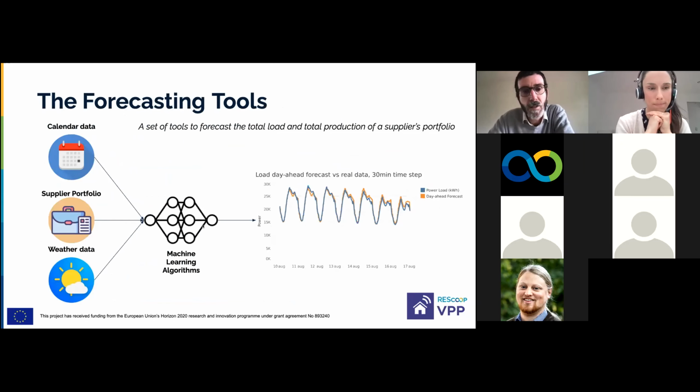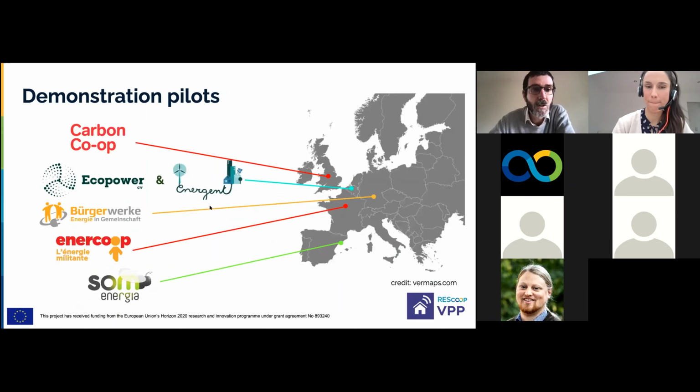And I want to focus the last topic more in detail on specific developments that are also handy, not only for this smart community, but also for the retailers or the supply side of things. And this is where our French partner Enercoop is really working hard on forecasting tools, production forecasting, but also demand forecasting for a whole portfolio. And this is where data from the calendar, from the supplier portfolio, and weather data is crunched in some algorithms to make sure that ahead we have already a good forecast on the total loads and the total production of our communities. So this is really, in short, what we are building as an introduction.